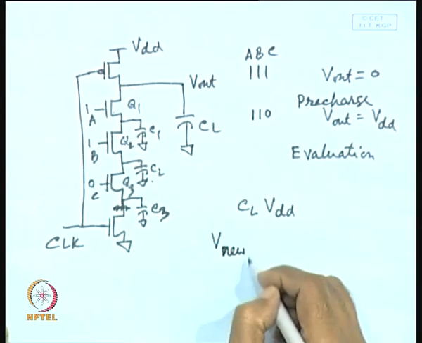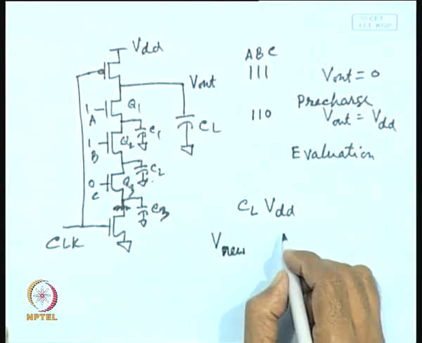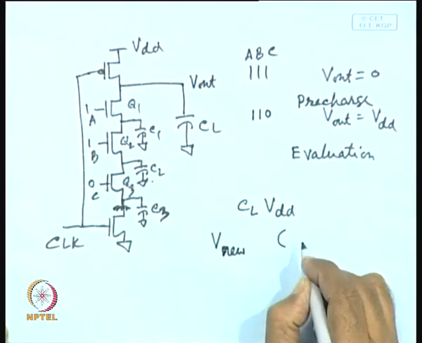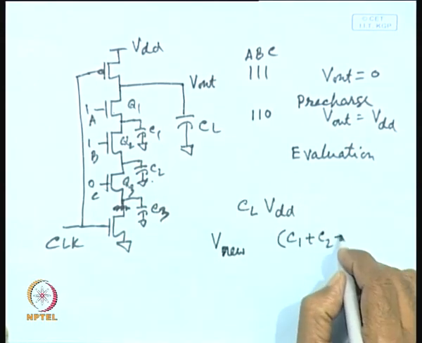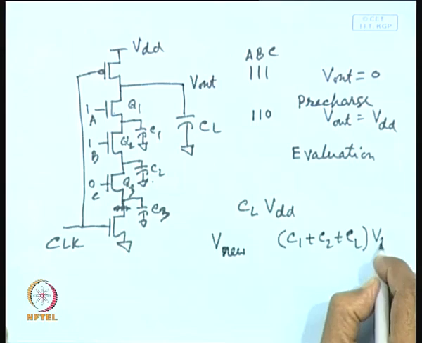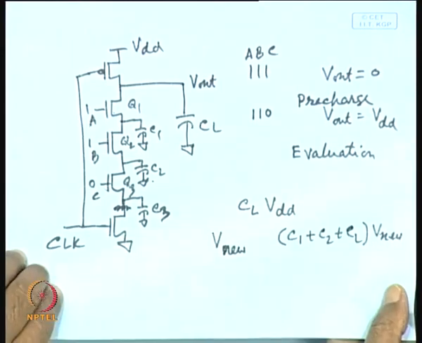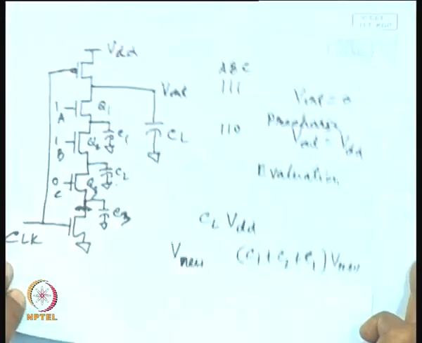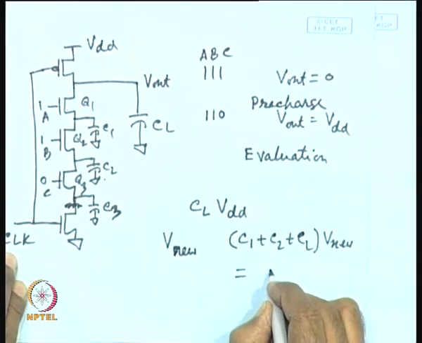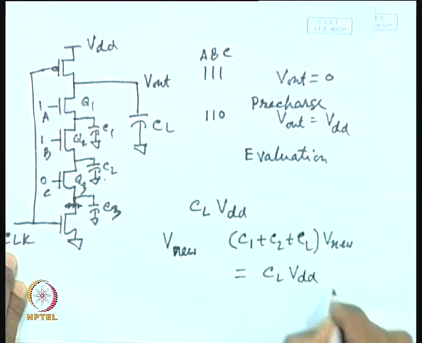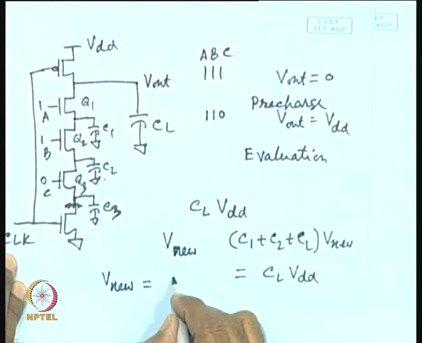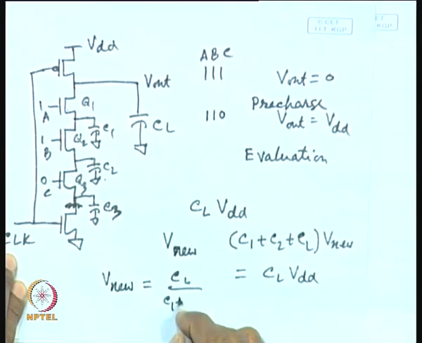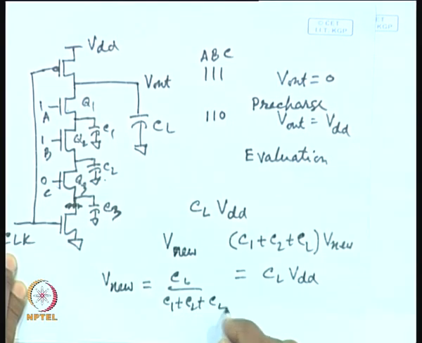So, how do you calculate V new? You can calculate it by considering the conservation of charge. C1 plus C2 plus CL, into V new, is the total charge, and that will be equal to CL into VDD. So, V new will be equal to CL by (C1 plus C2 plus CL) into VDD.